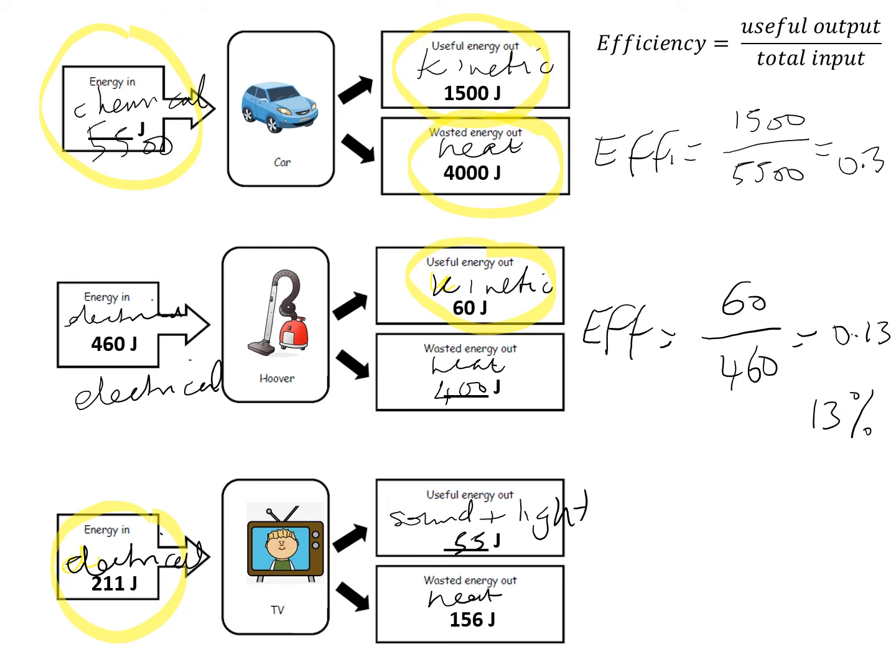Your TV gets hot. So let's work out the efficiency. It's going to be 55, the useful output, divided by the total input. So 55 divided by 211 equals 0.26, 26%. Okay, right, let's move on to the next one.